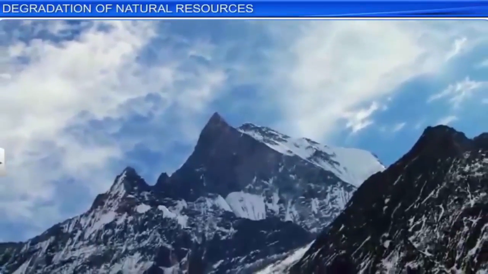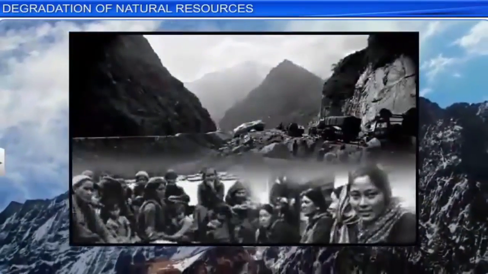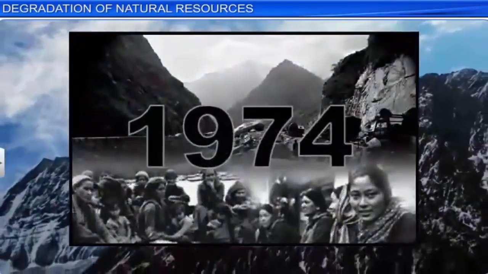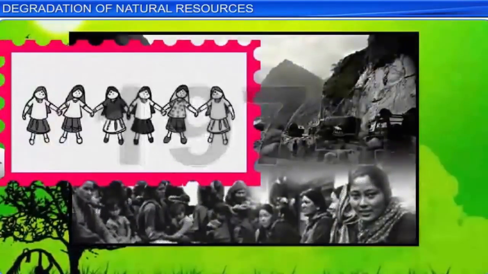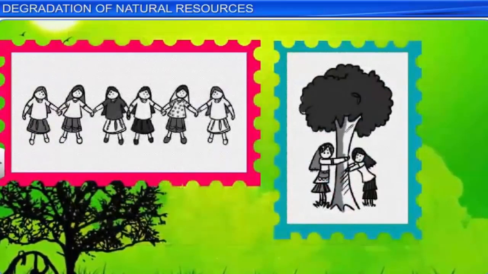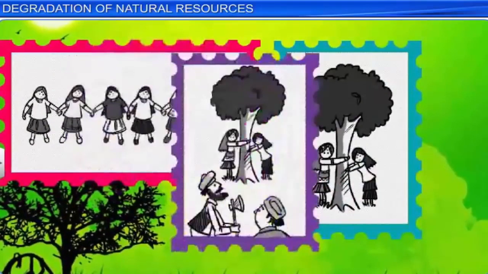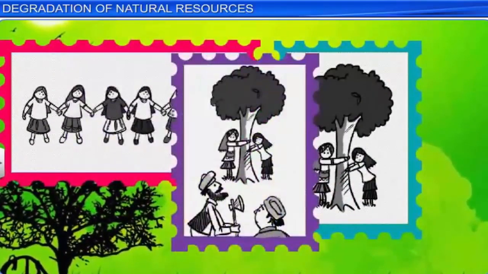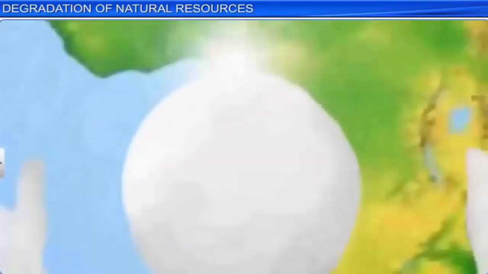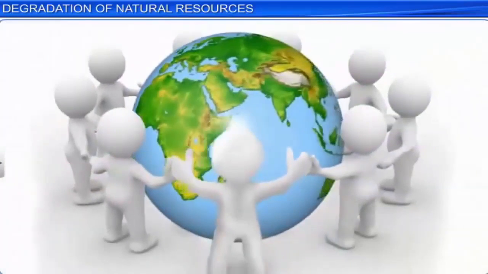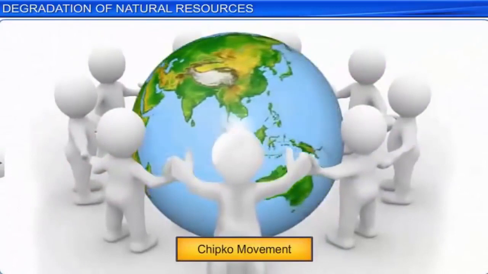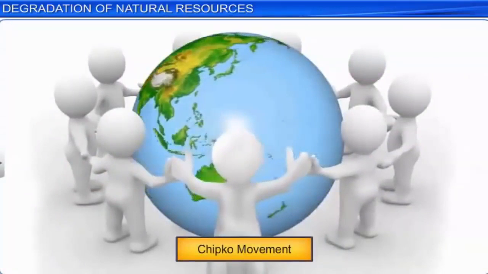Another courageous act was that of the local women of Garhwal in the Himalayas in 1974. They too showed courage by hugging trees and preventing them from being cut by contractors. This movement came to be known as the Chipko movement, which is now acclaimed worldwide.